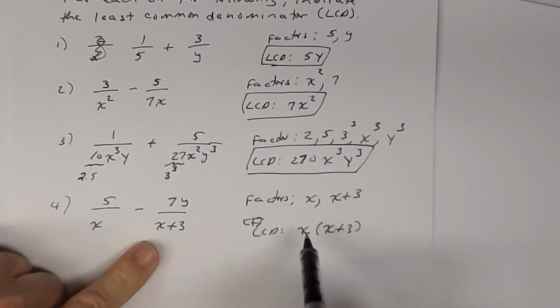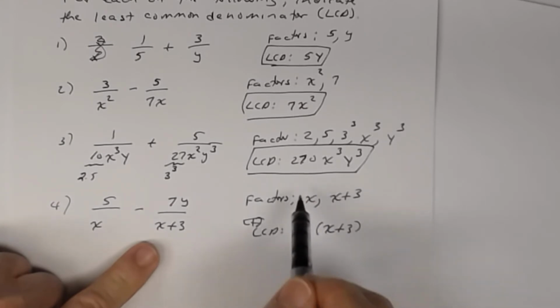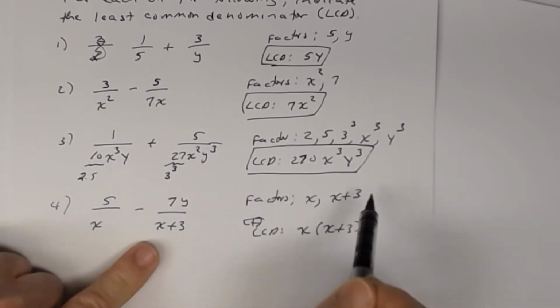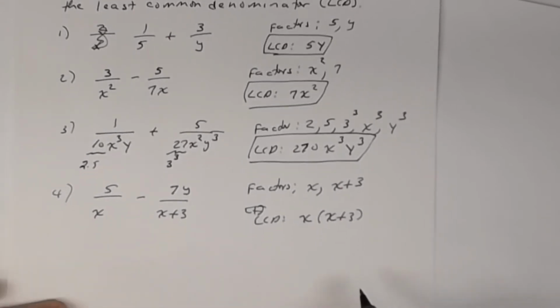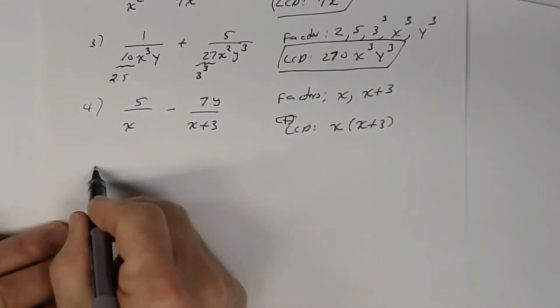Here that's a binomial. So when you're finding the least common denominator, you're going to say this times this. So this, that's a binomial or a trinomial or any polynomial other than one term, you're going to put that in parentheses.